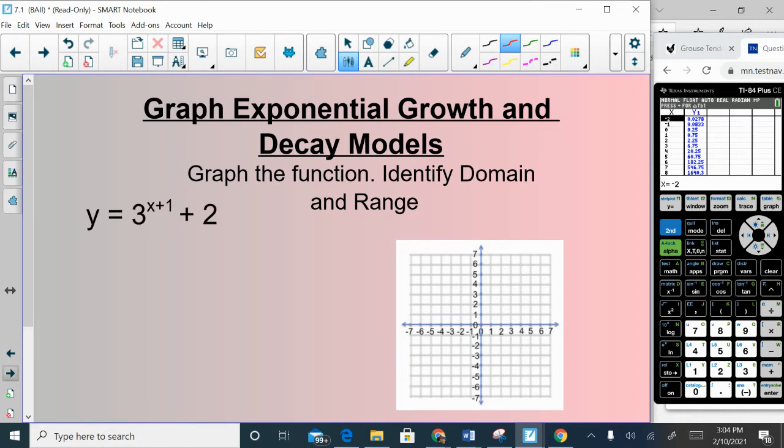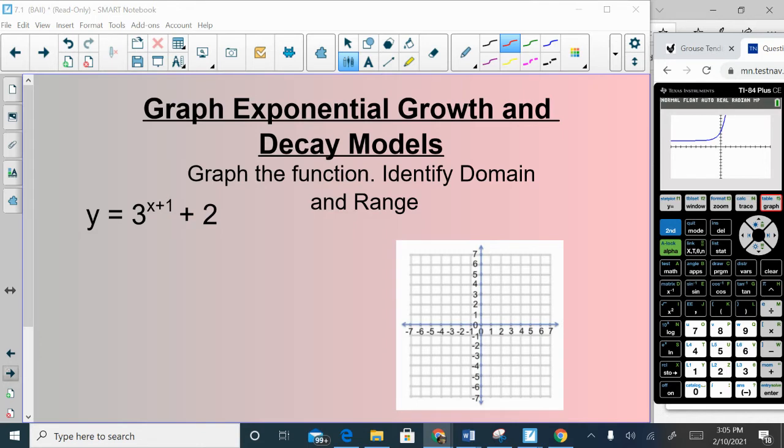Let's look at another one. Let's look at 3 to the x plus 1 plus 2. We're going to go ahead and graph this once again with our graphing calculator. I'm going to clear it first. 3 to the power of x plus 1, over arrow, plus 2. There's the graph of it.